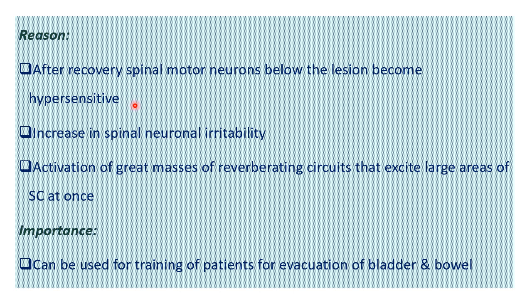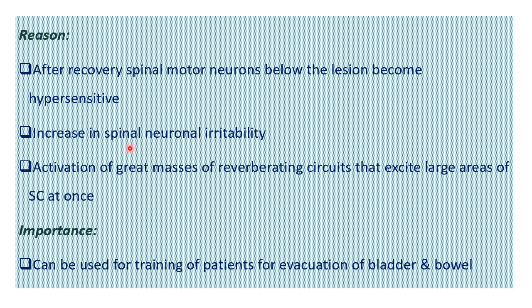What I mean to say is that whenever there is a spinal cord injury, the resting membrane potential of the spinal neurons goes below normal. But during recovery, they become hypersensitive, and even a low threshold stimulus will lead to a better response. Moreover, there is an increase in spinal neuronal irritability. So the hypersensitivity of the spinal motor neurons as well as the spinal neuronal irritability can lead to this response.